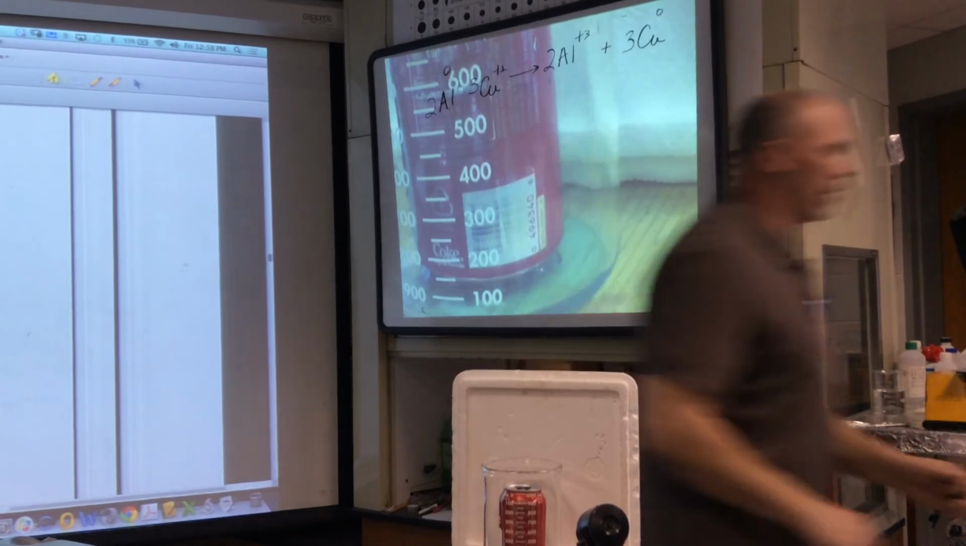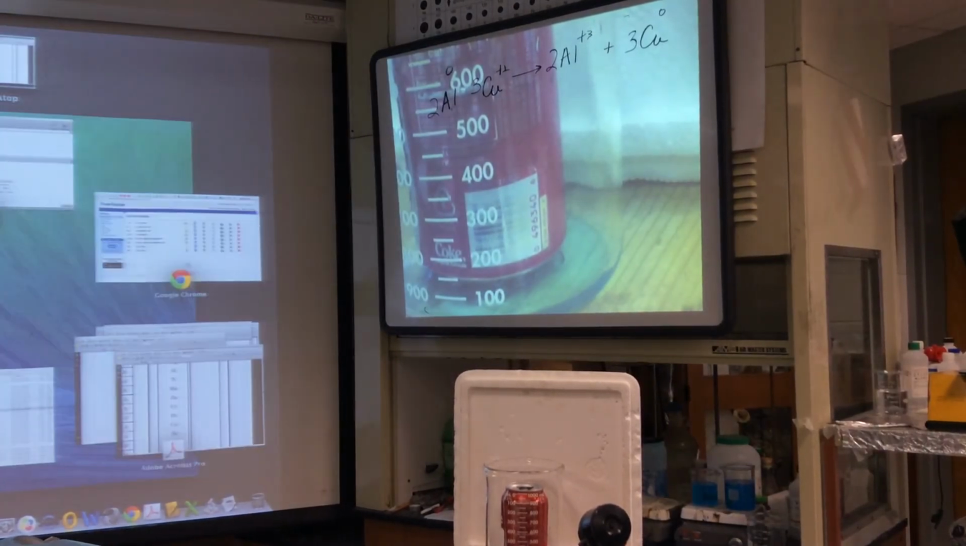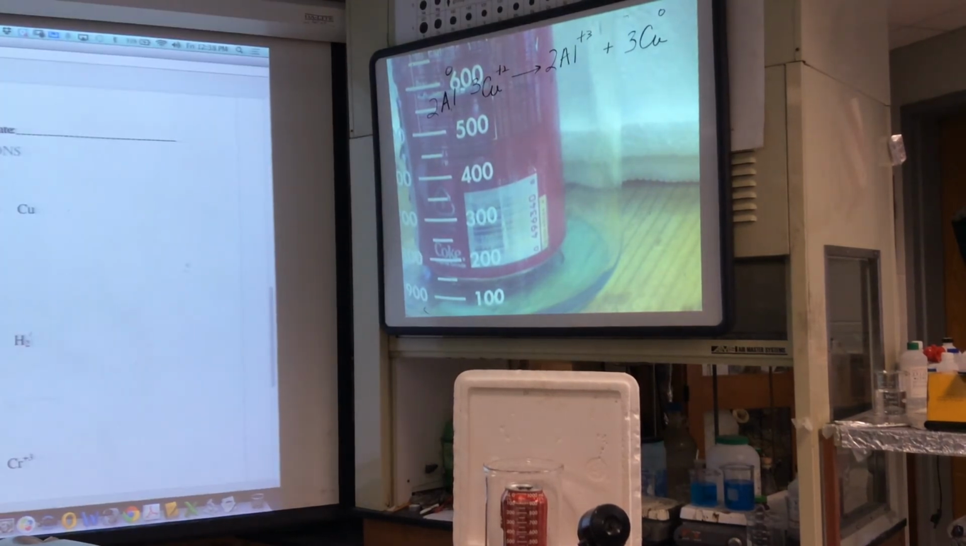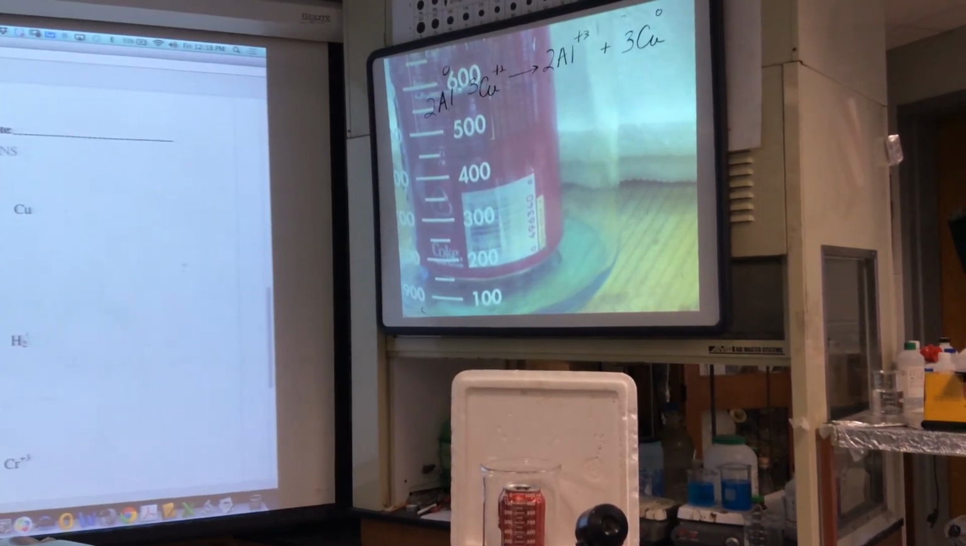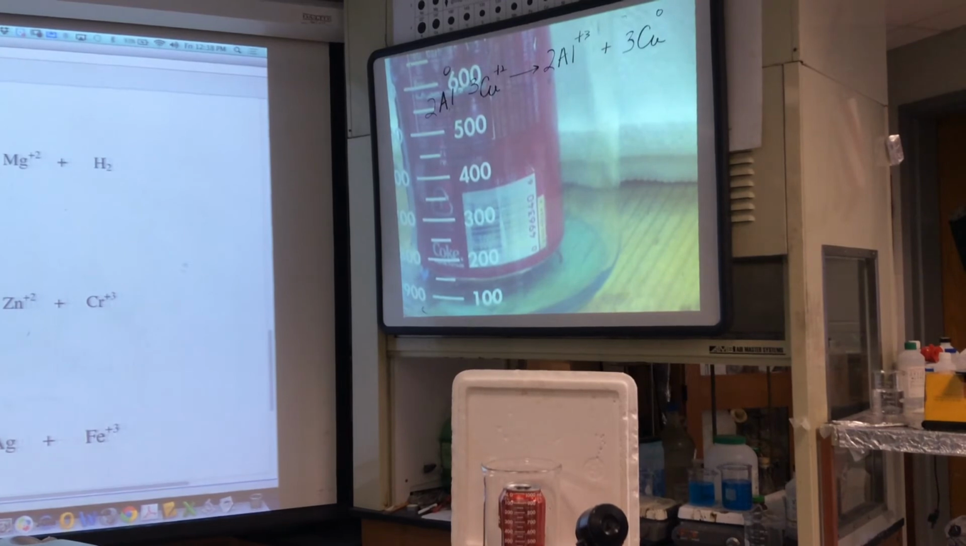All right, let me give you another one. Let's do one on the periodic table, or at least one on the one we did here. So let's do one together, or at least try one. So we just did number 4 together. So let's try number 5. These are called net ion equations.